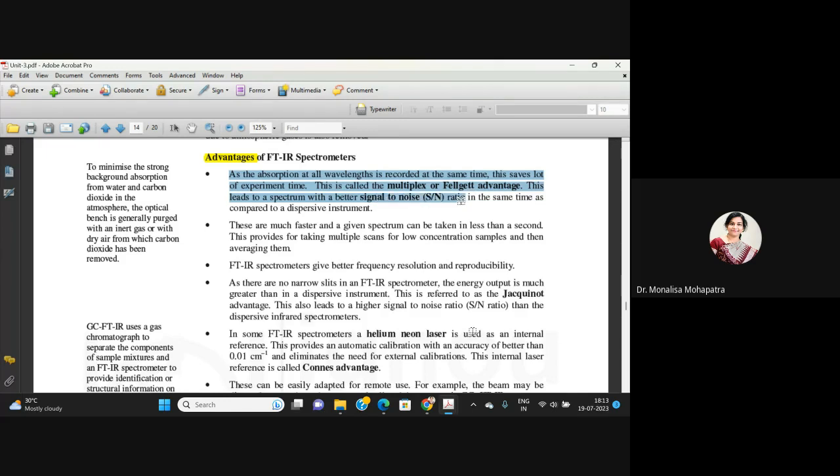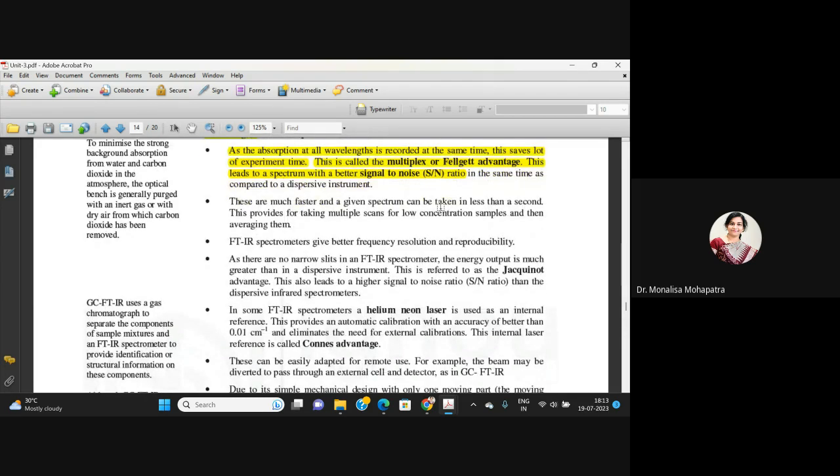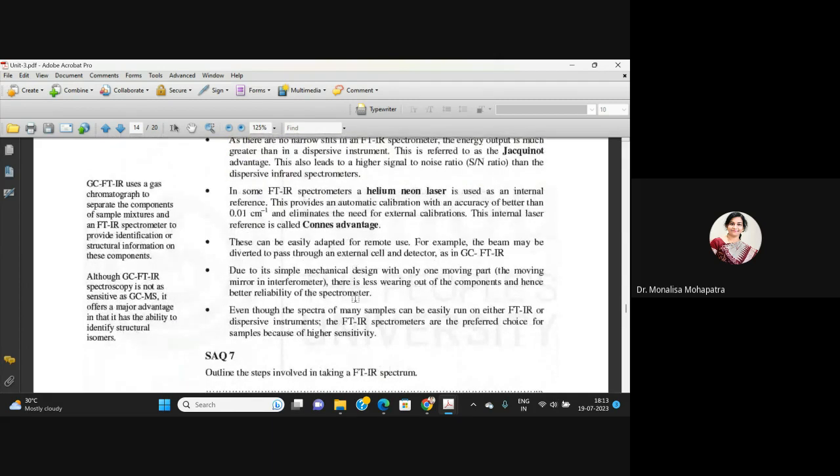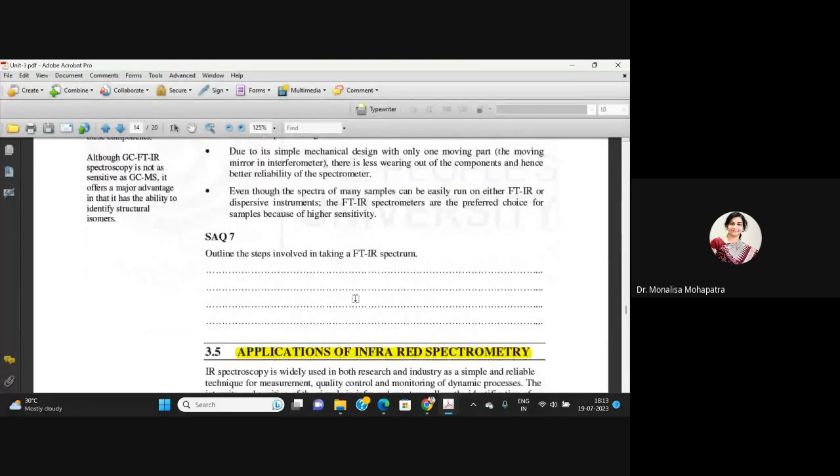I was telling you, to have a good signal to noise ratio, if noise is coming less, then it's good, right? Signal will be more intense, so the signal to noise ratio should be better for the spectrum we are getting. So these are much faster, and a given spectrum can be taken in a shorter time scale. Okay, so these are some other advantages written here.